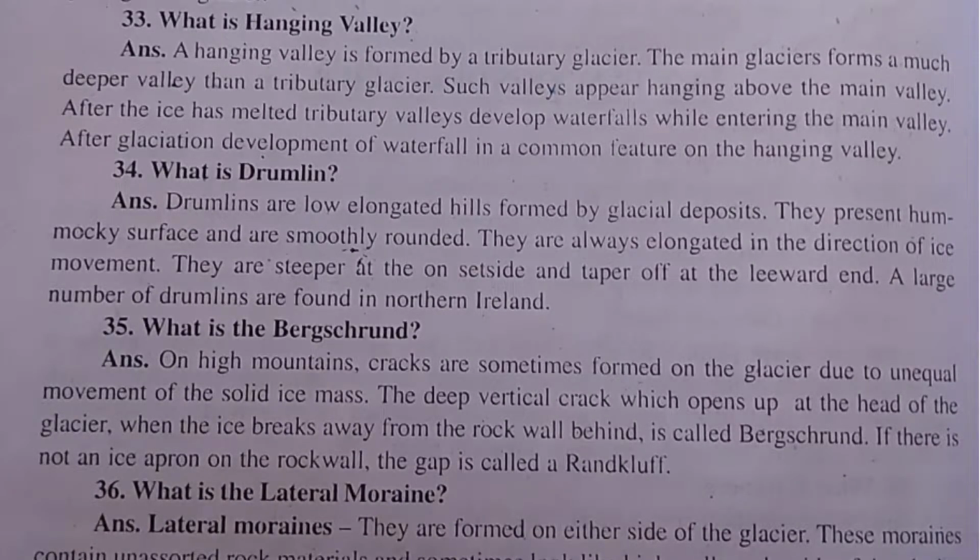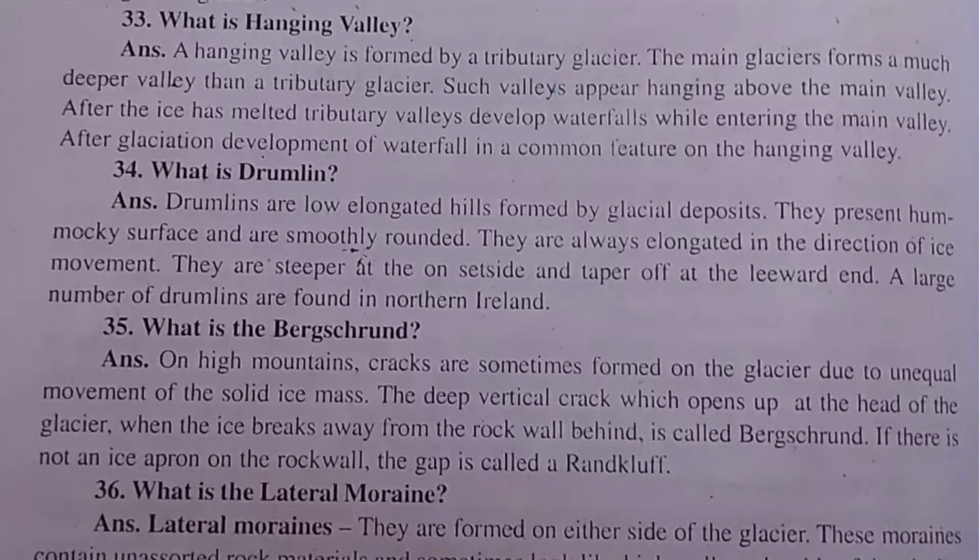Next question is what is a drumlin? Drumlins are low elongated hills formed by glacial deposits. They present an eggs-in-a-basket surface and are smoothly rounded. They are always elongated in the direction of ice movement. They are steeper at the stoss side and taper off at the leeward end. A large number of drumlins are found in northern Ireland.